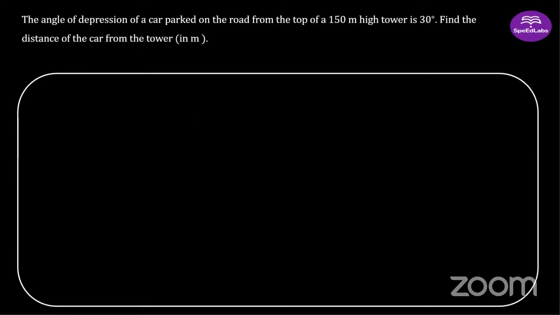The angle of depression of a car parked on the road from the top of a 150-meter high tower is 30 degree. Find the distance of the car from the tower. Okay, try to solve this. You need to find the distance between the tower and the car. Take care of this. They have told that this is the angle of depression.